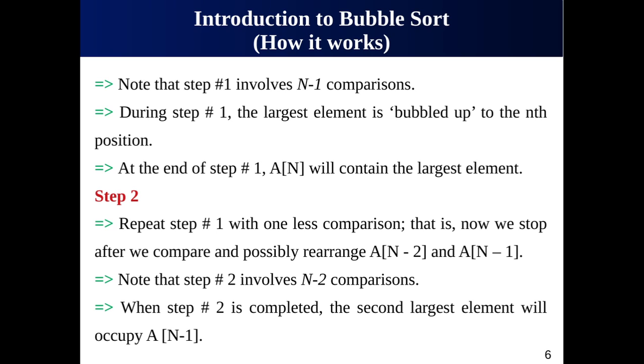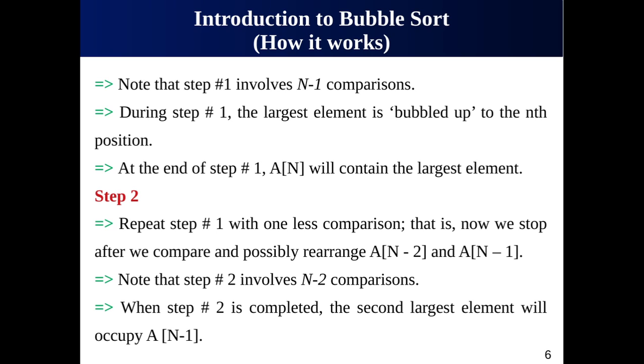It is important to remember that at the end of step number 1, the bubble sort algorithm actually performed n minus 1 comparisons, where n is the total number of elements in the array. The second observation is that at the end of this step, the largest element will have bubbled up to the nth location, the final location, or the correct destination. So at the end of this step, a of n, the final element of the array, will contain the largest element in the list.